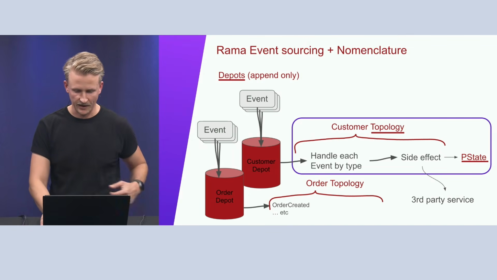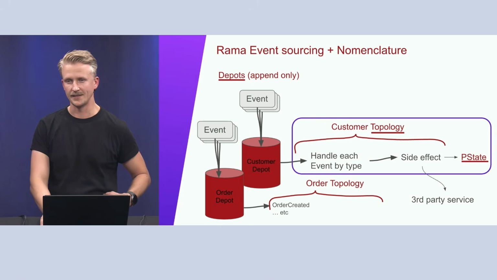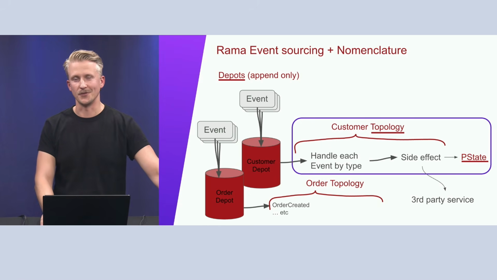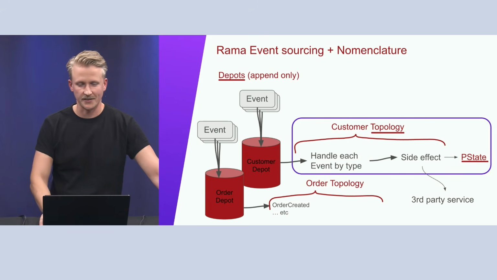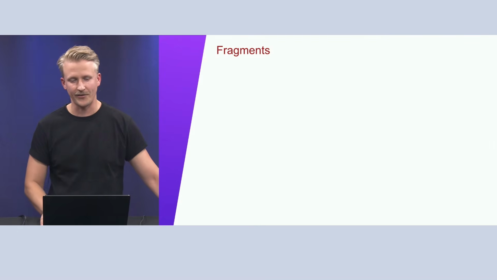So let's zoom in a little bit on the topology part, where Rama has a beautiful DSL for some really cool things. It's mind-boggling what you can do with this DSL with just a couple of lines of code. But first, I want to talk about an abstraction that comes up in Rama called a fragment.